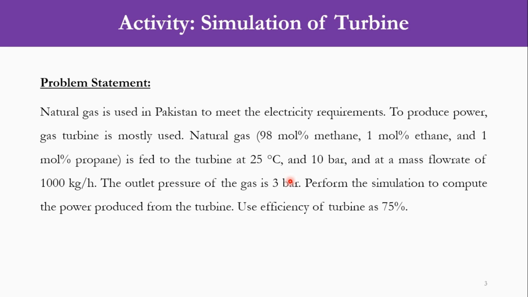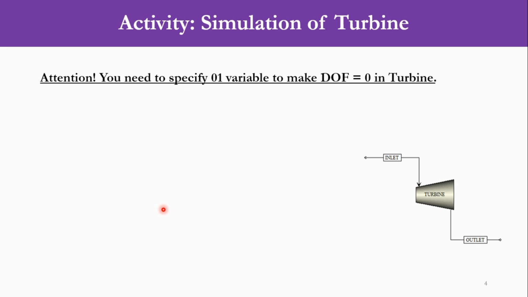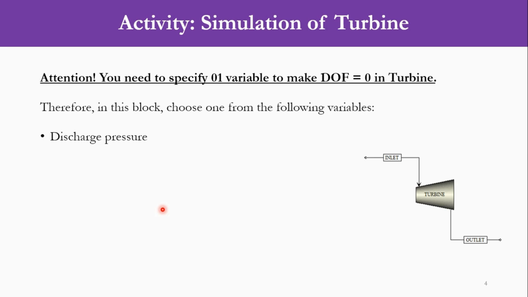So perform the simulation to compute the power produced from the turbine, and we will use a turbine efficiency of 75%. But before starting, we need to know that we have to specify one variable to make the degree of freedom 0 in the turbine. What could this variable be?